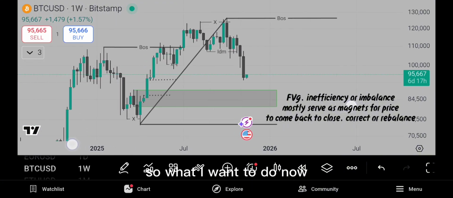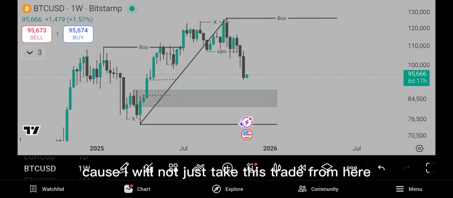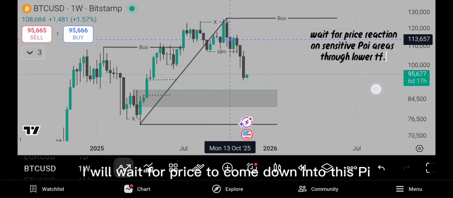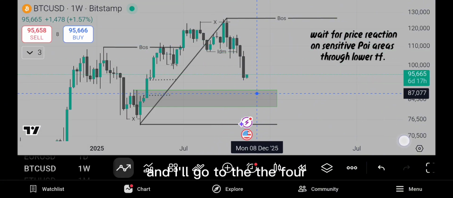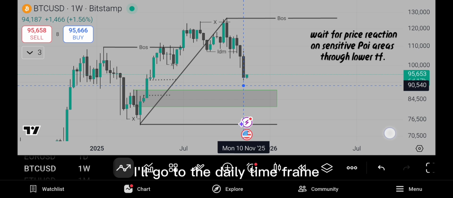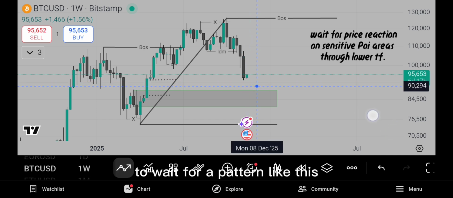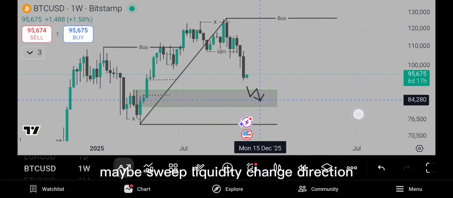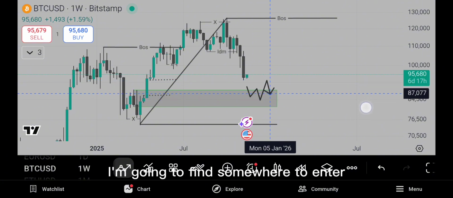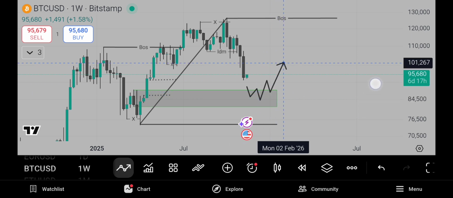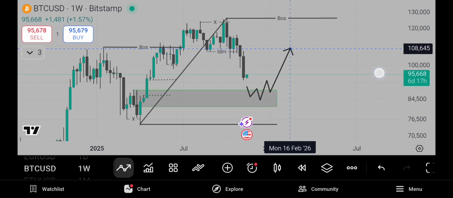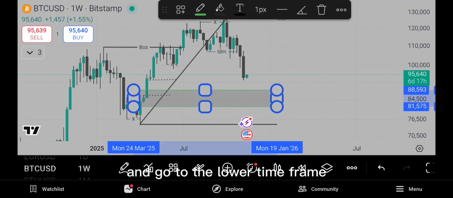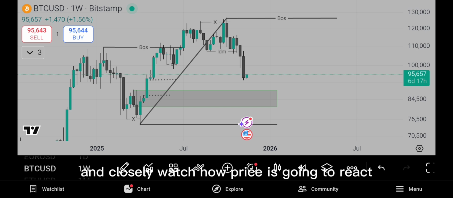So what I want to do now, because I will not just take this trade from here, I will wait for price to come down into this POI, and I'm on the weekly time frame. I'll go to the daily time frame, then I'll go down to the 4-hour time frame to wait for a pattern like this. I'll wait for price coming down, maybe sweep liquidity, change direction, then as it's retracing back, I'm going to find somewhere to enter, then I'll go for a long. That's the lower time frame confirmation. So this is the plan. The plan is to wait for price to come to this POI and go to the lower time frame and closely watch how price is going to react from there.